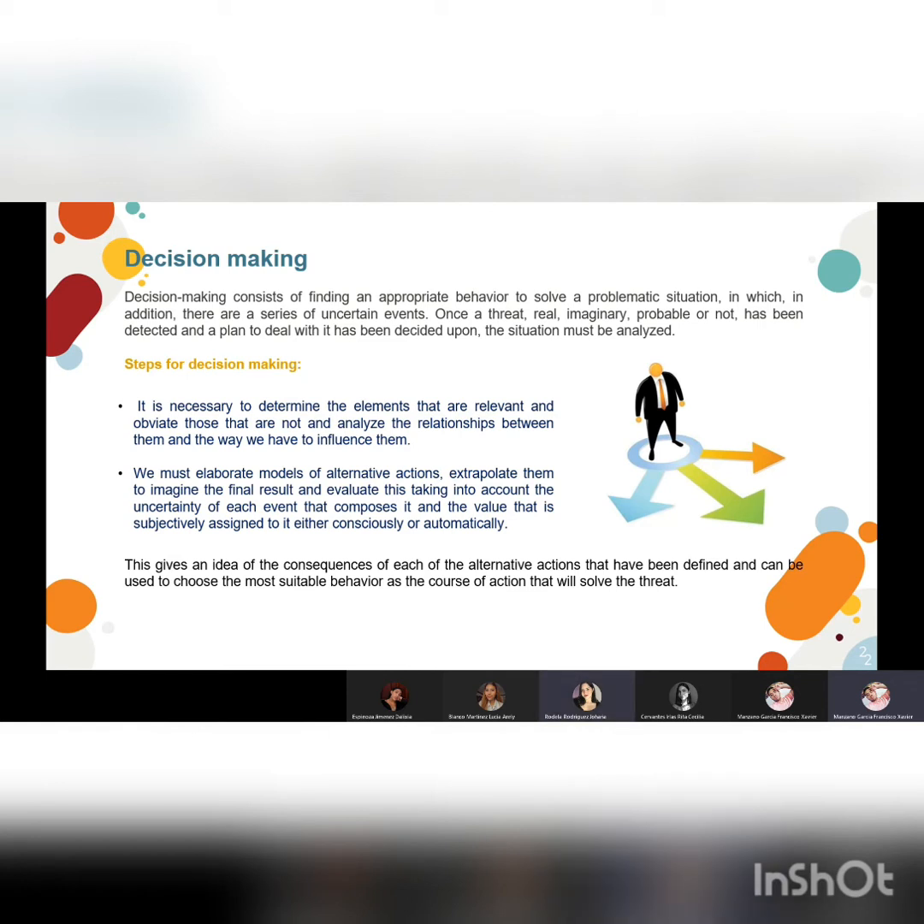Decision making. Decision making consists of finding an appropriate behavior to solve a problematic situation, in which, in addition, there are a series of uncertain events. Once a threat, real, imaginary, probable or not, has been detected and a plan to deal with it has been decided upon, the situation must be analyzed.